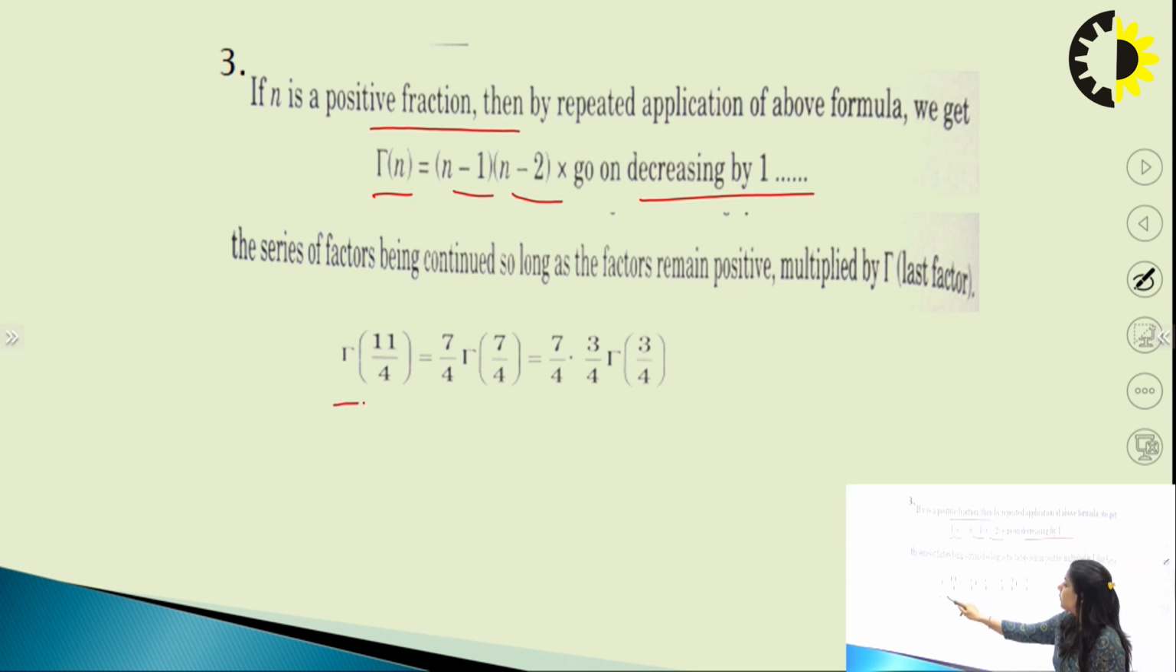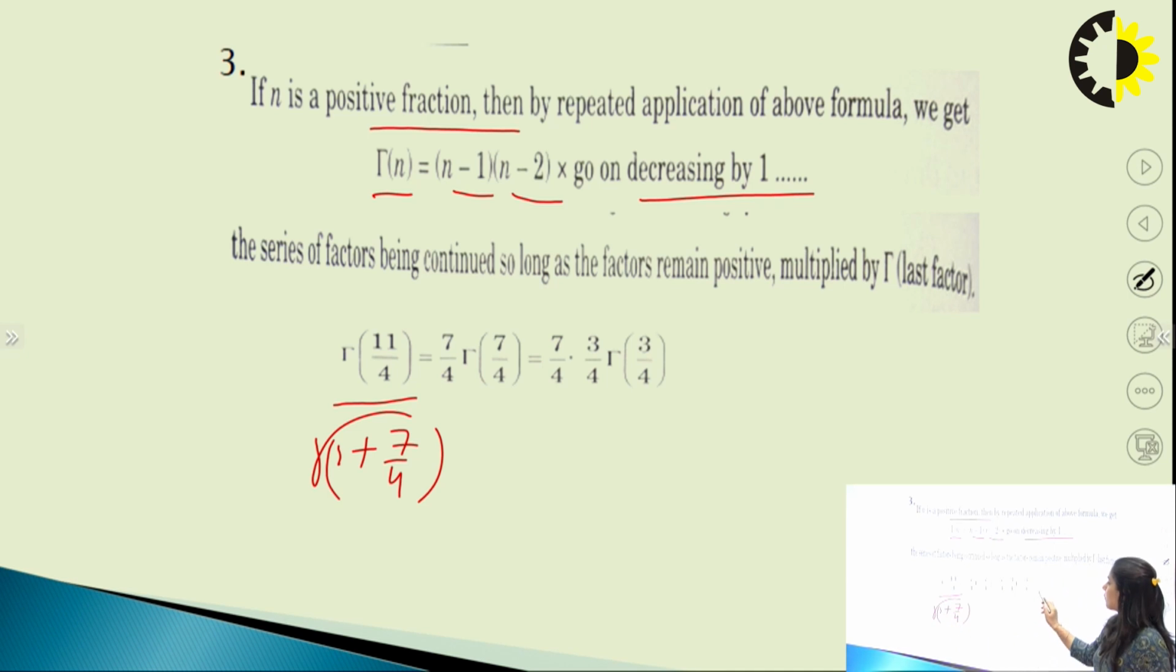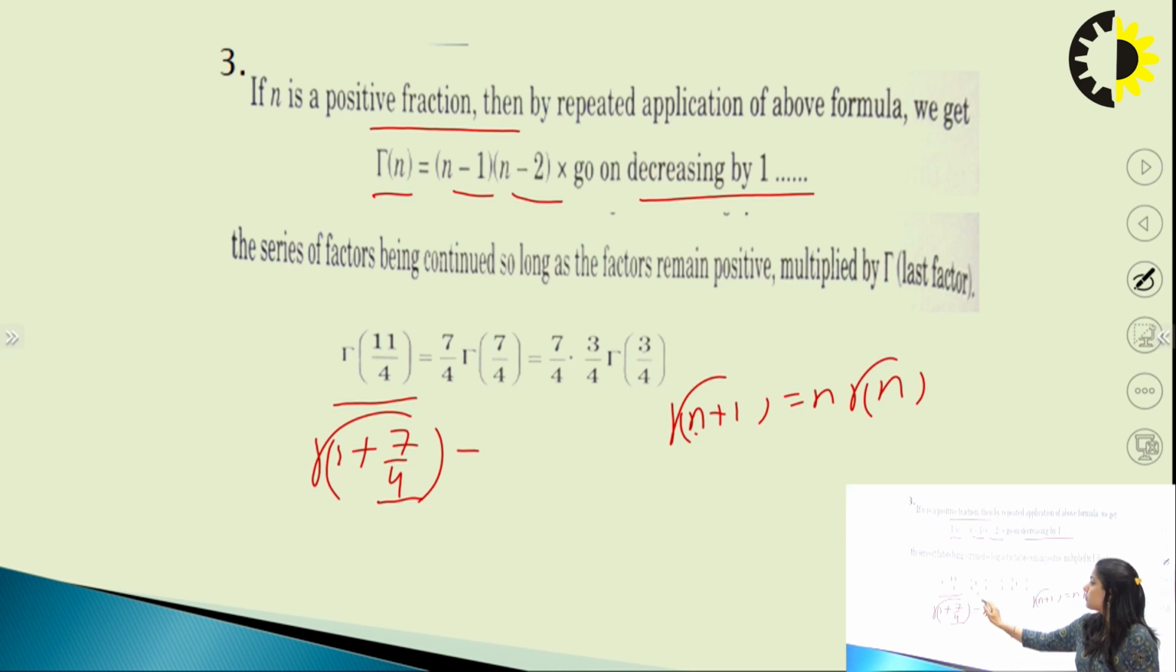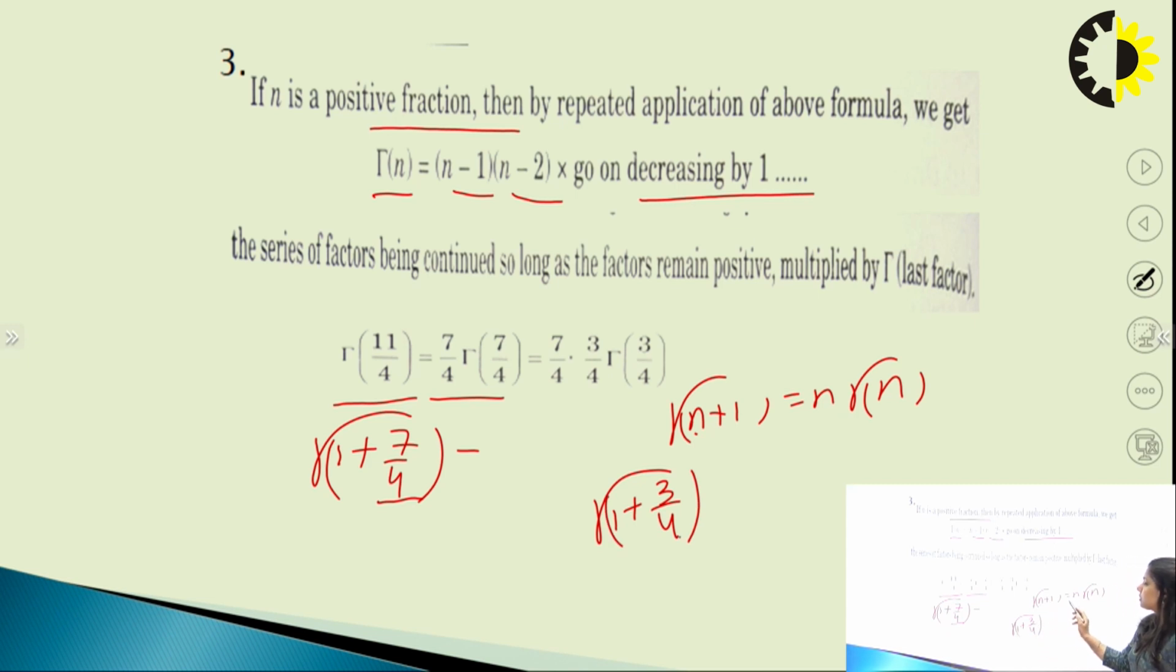Now to find the value of gamma(11/4), we can write gamma(11/4) as gamma(1 + 7/4), and now we will use this formula, gamma(n+1) = n gamma(n). Here n = 7/4. So this is equal to 7/4 gamma(7/4). Now again we can write gamma(7/4) as gamma(1 + 3/4). Here n = 3/4. So this is equal to 3/4 gamma(3/4). So this is the value of gamma(11/4).